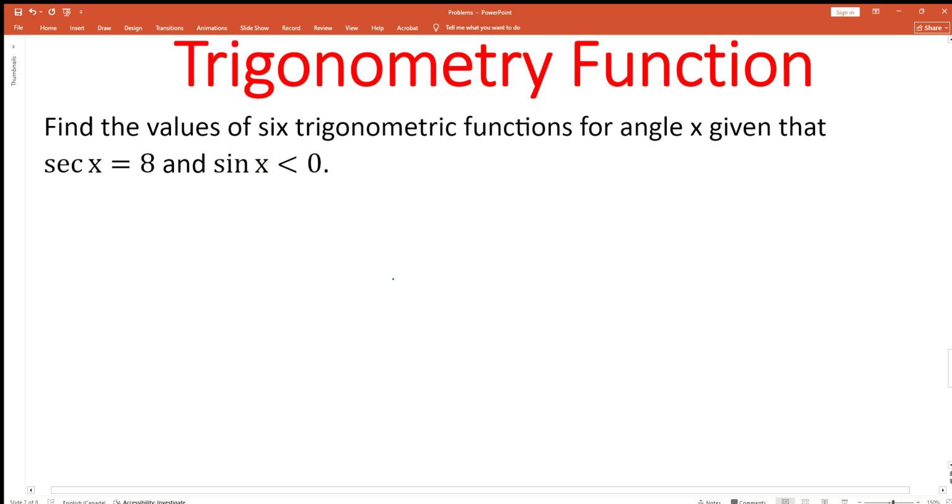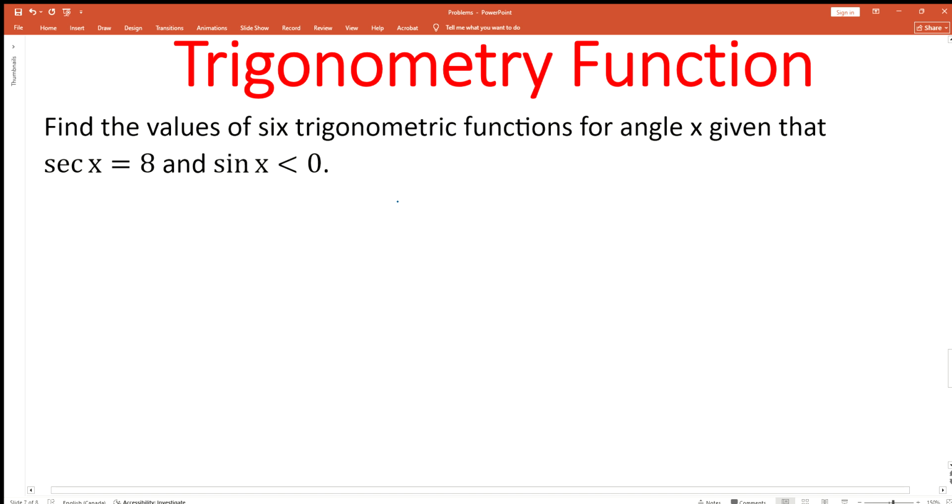In this video, we'll solve a trigonometry function problem. As per the problem, find the values of 6 trigonometric functions for angle x given that secant x equals 8 and sin x is less than 0. In this problem, we have to find the values of 6 trigonometric functions. The 6 trigonometric functions are sine, cos, tan, cosecant, secant, and cotangent.